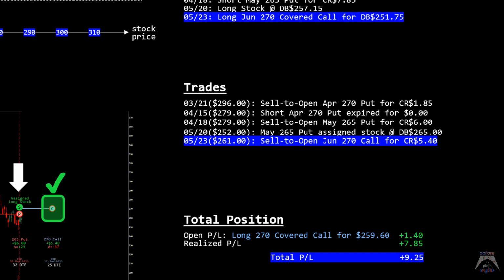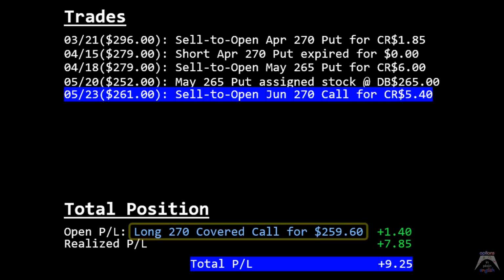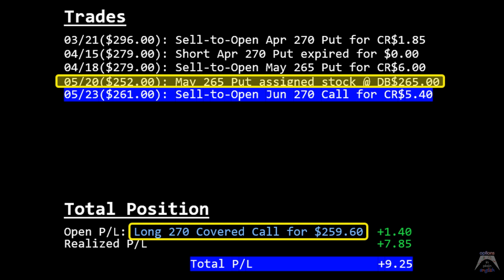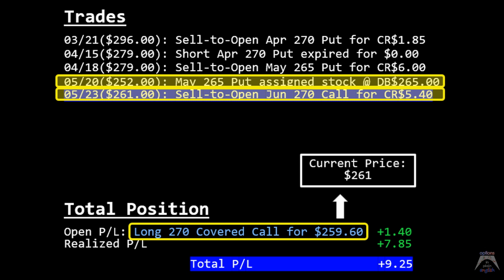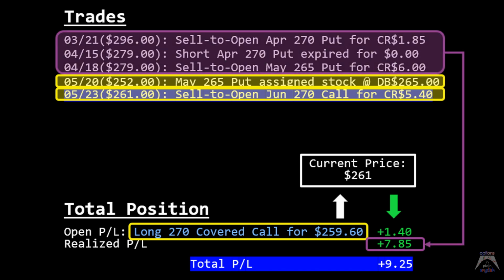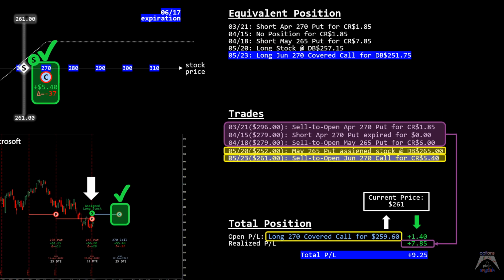For our total position, we have an open position of long the 270 covered call for $259.60, coming from the initial assignment at $265, and our open position where we sold to open the June 270 call for $540. When compared with the current price of $261, we are left with an open profit of $140, and a realized profit of $785, including all the credits related to already closed positions.